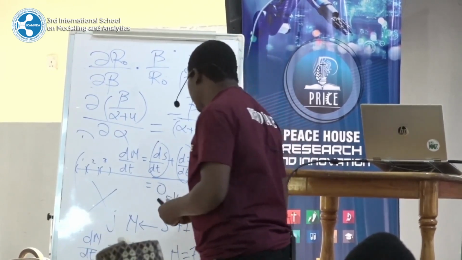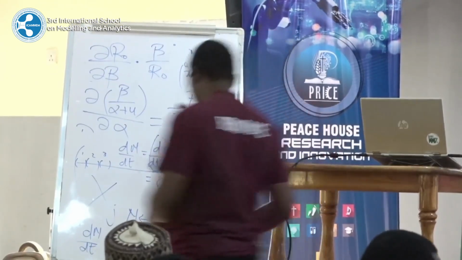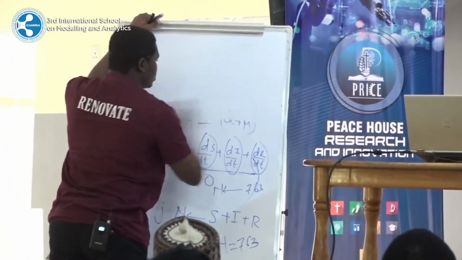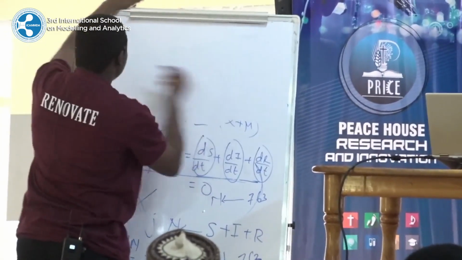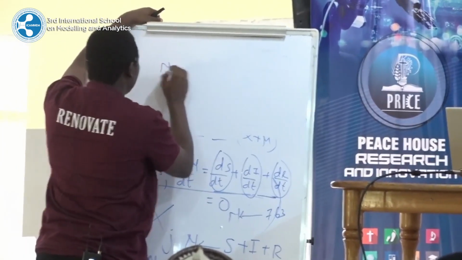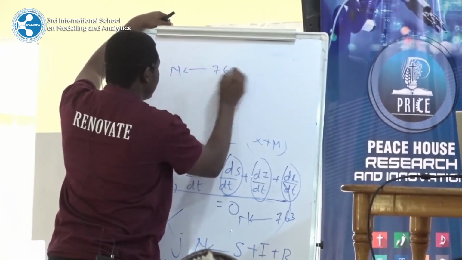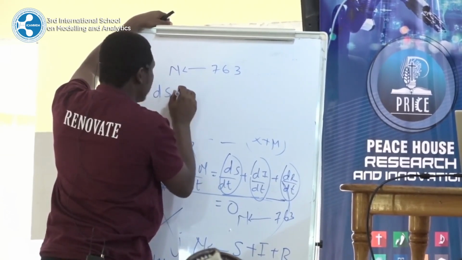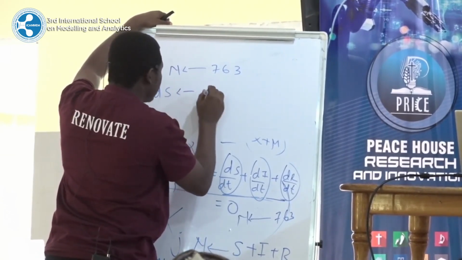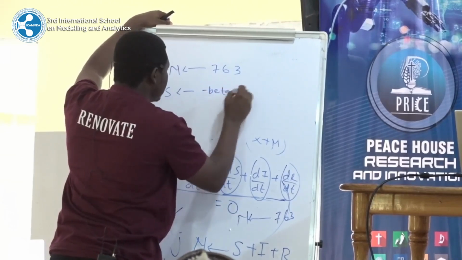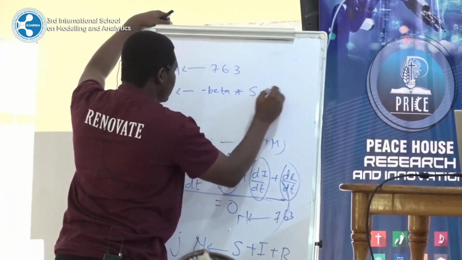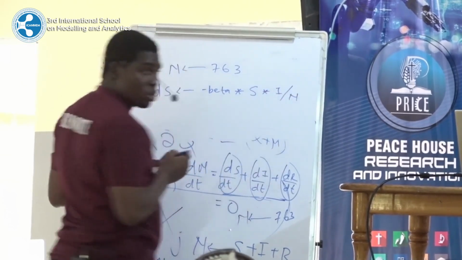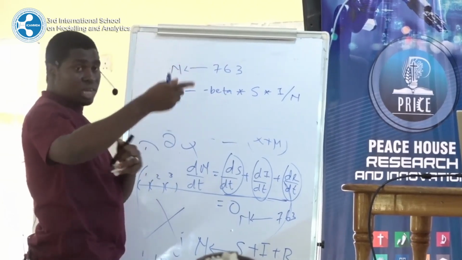So meaning that the first line of code, if I'm going to use that over n, just to tell you that it's not difficult. So I could have just said n is 763. So that my dS now becomes, what do I put as my dS? Minus beta times S times I over n. Is that okay? Are we together?